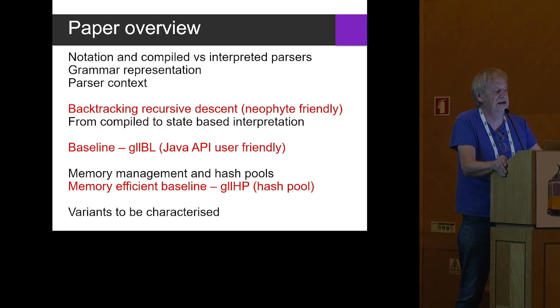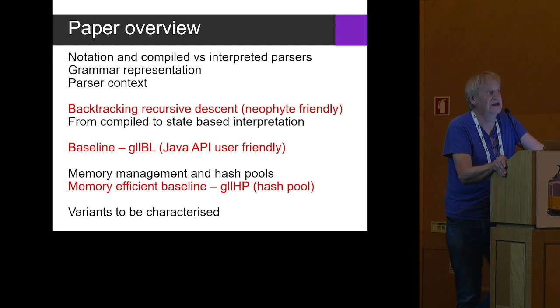The problem with that is the Java API. You need to understand that on a reasonable parse, these parsers can easily generate millions of little objects. And the object allocation overhead in Java, as in all OO languages, is non-zero. And so the GLL-HP version, the hash pool version, basically uses handcrafted memory management in a sort of very low-level C style to improve the performance, and it makes a huge difference.